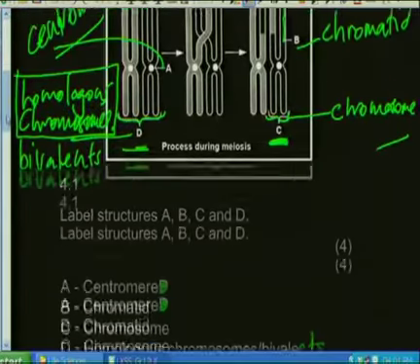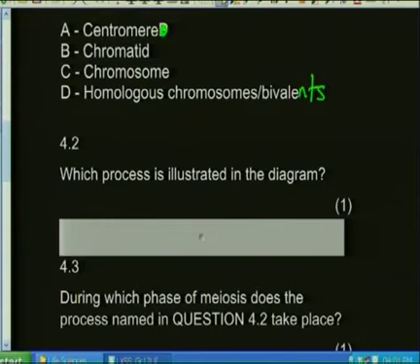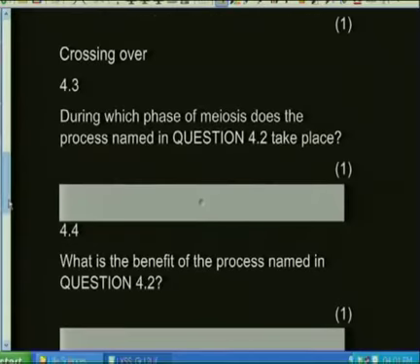Which process is illustrated in this diagram? Guys, from the last two questions, this question, remember in an exam, you're not going to get three of the same type like this. This is for revision. So here now it becomes easy because what process is illustrated there? Simple, crossing over.